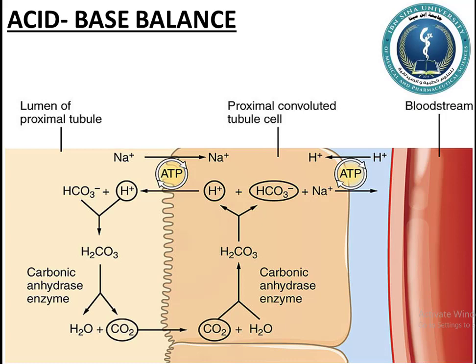The second step, if the buffering system does not control all the acidity of the blood, is done by the lung, by increasing or decreasing the depth of the breathing, so more hydrogen or bicarbonate can be excreted with the breathing, with the air. The third step, which is important and discussed in the renal system, is the function of the kidney in the acid-base balance.